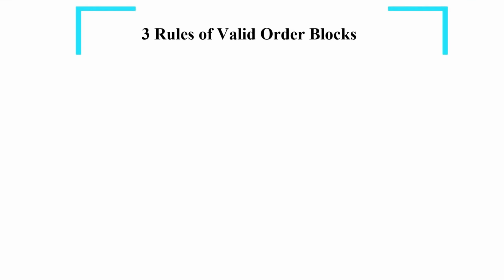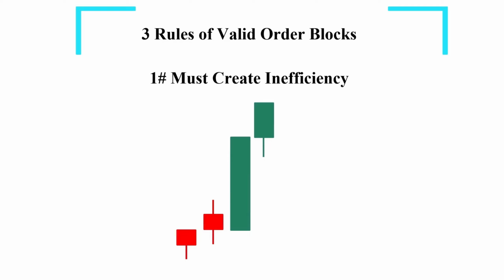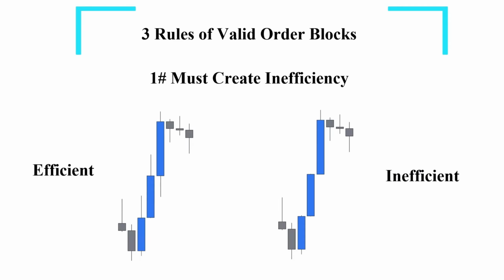We have 3 major rules for identifying a valid order block. First, it must create inefficiency. Inefficiency occurs when we have drastic moves that create gap between the shadows. These are examples of efficient and inefficient moves.